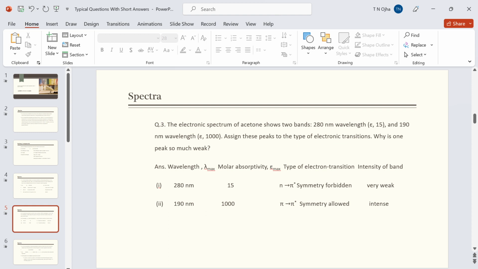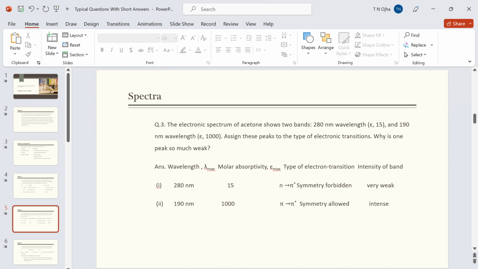Third question reads like this. The electronic spectrum of acetone shows 2 bands: 280 nanometer, epsilon 15, and 190 nanometer, epsilon 1000. We have to assign these bands to the type of electronic transition, and we need to explain why one peak is so much weaker. So let us go ahead.